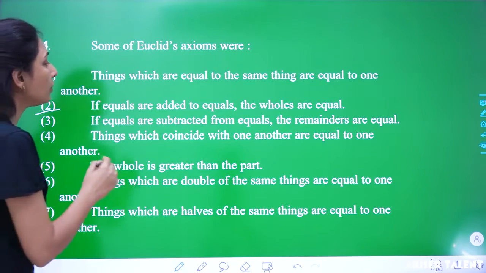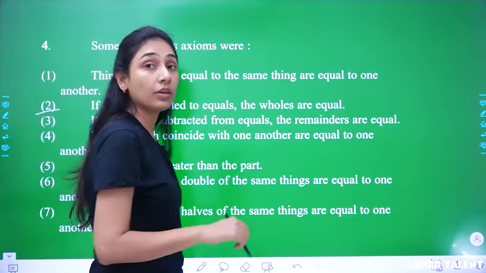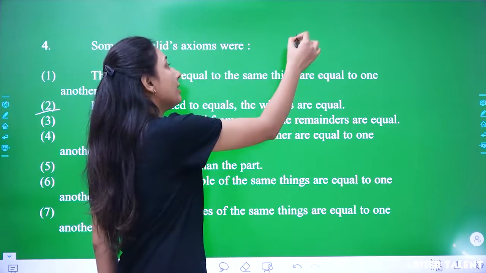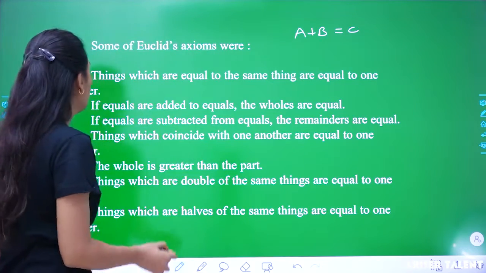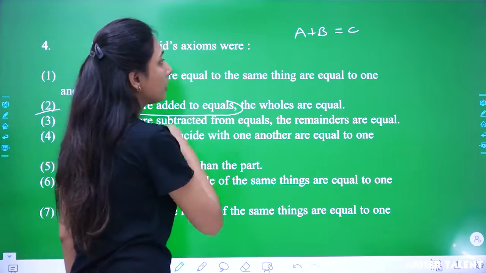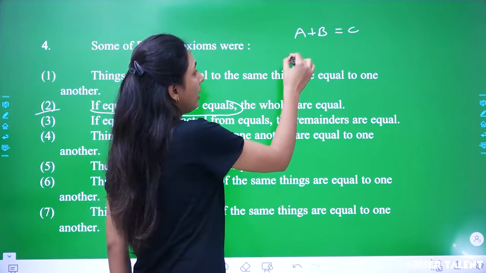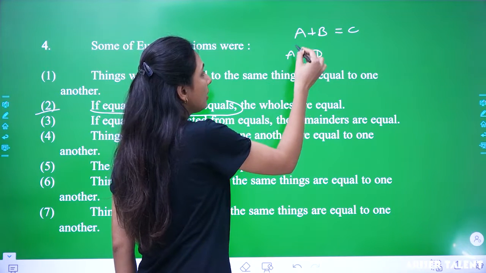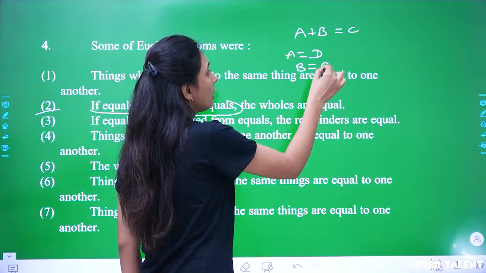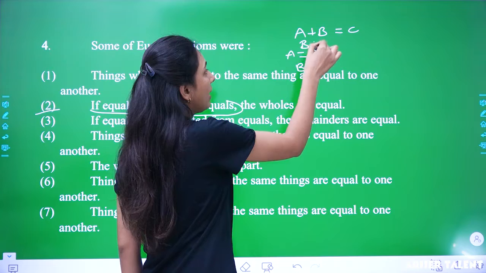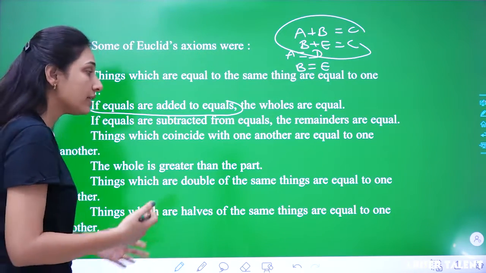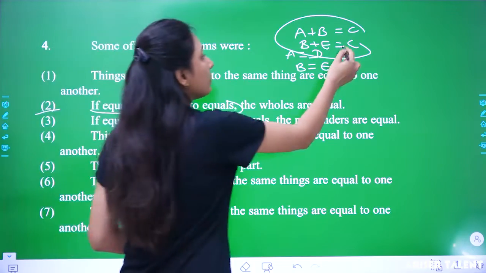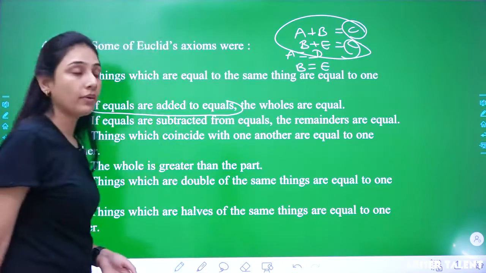The second thing, if equals are added to equals, the wholes are equal. Like if A plus B equals C, so if equals are added to equals, now A equals D, and let's suppose B equals E. Now if you add D and E, that is going to also be C. When equals are added to equals, the wholes are going to be equal.